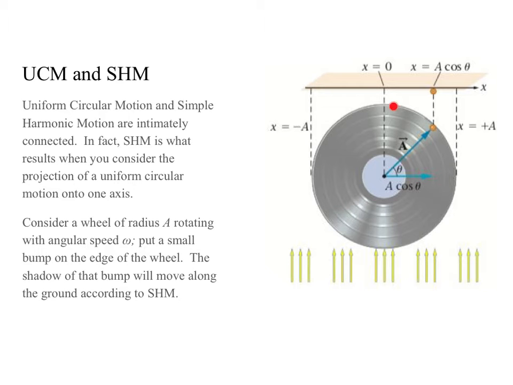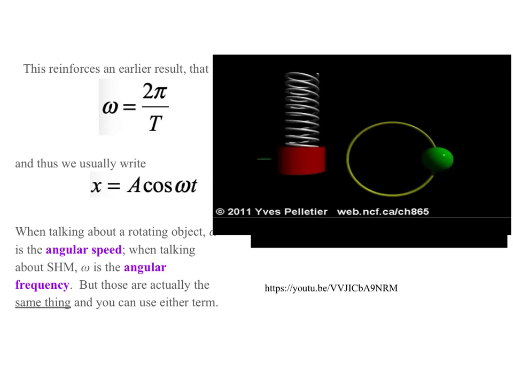In other words, as the wheel goes around, as the bump goes around, the shadow drifts back and forth with a cosine. This reinforces, as we said earlier, that omega was 2 pi over T, and thus we usually write the expression not with 2 pi over T in it, but instead according to this cosine, that x is a cosine omega t.